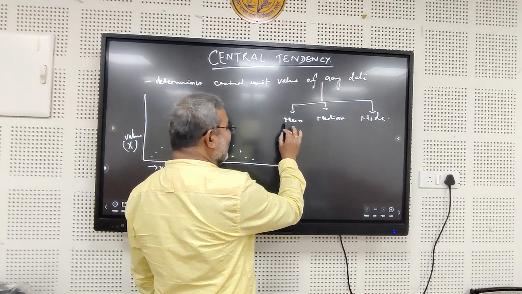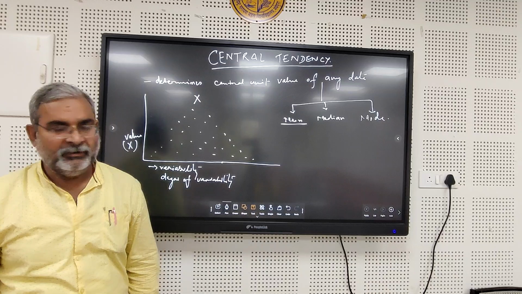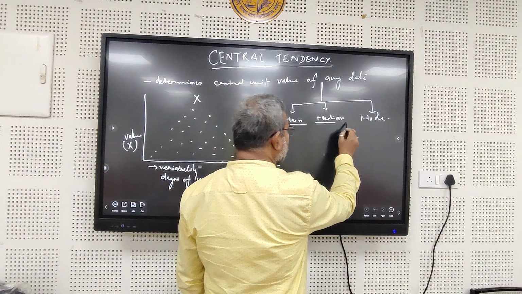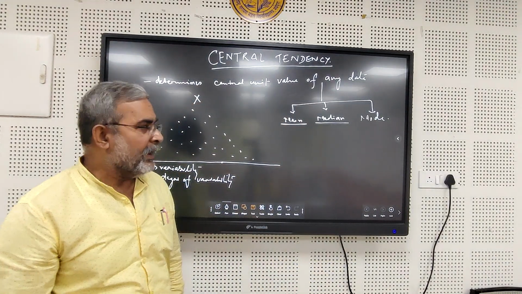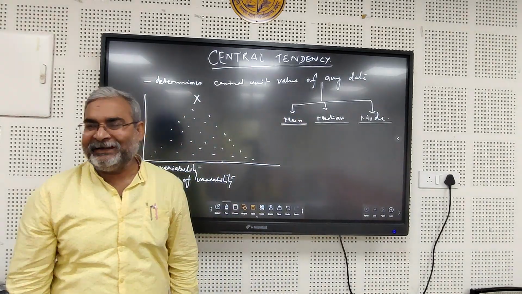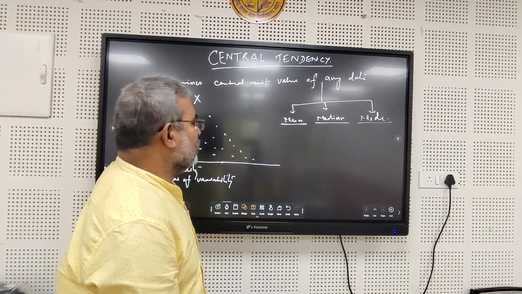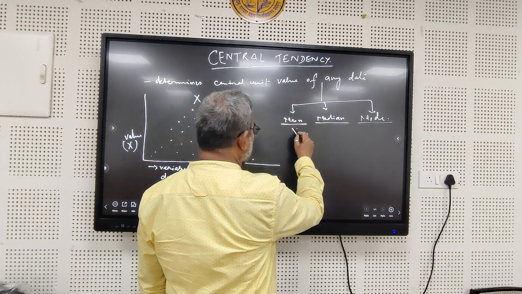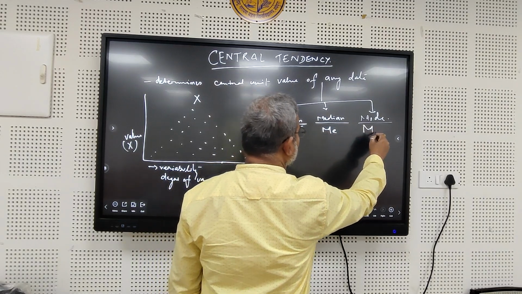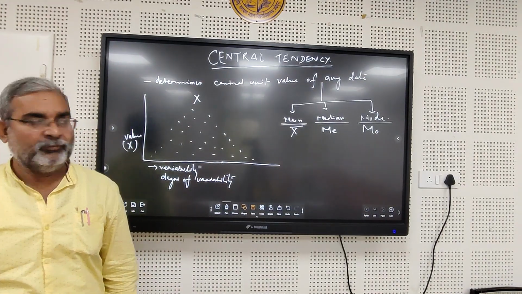Mean is the arithmetic central value or arithmetic average. The median is the positional central value, and the mode determines the trend of data. Mean is represented by x bar, median is represented by Me, and mode is represented by Mo. That is mean, median, and mode.